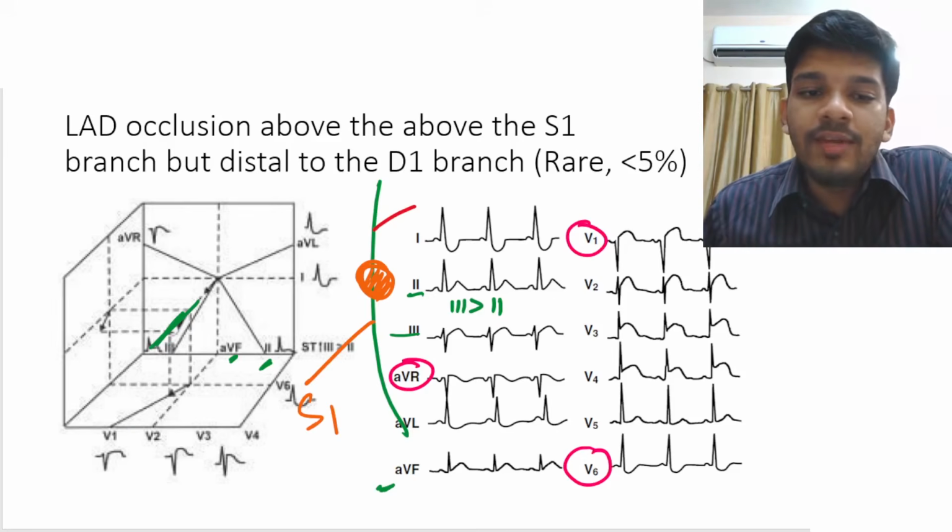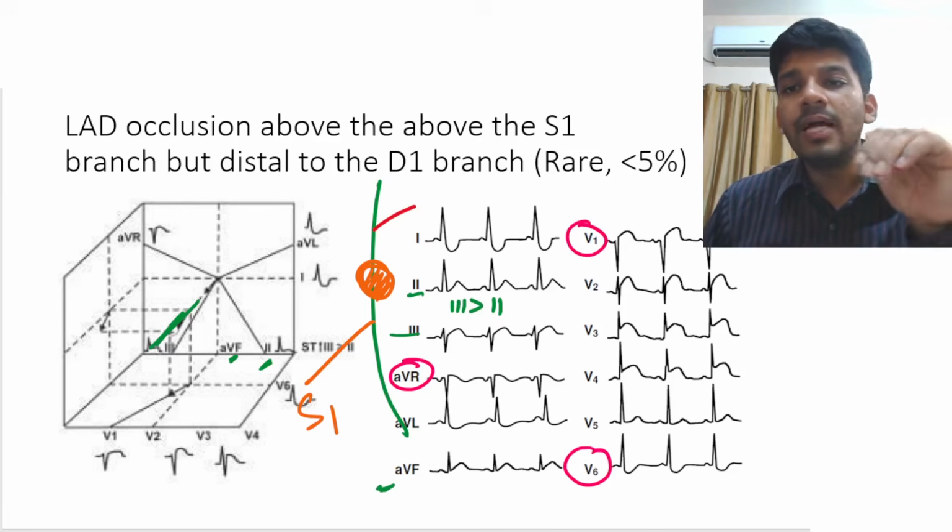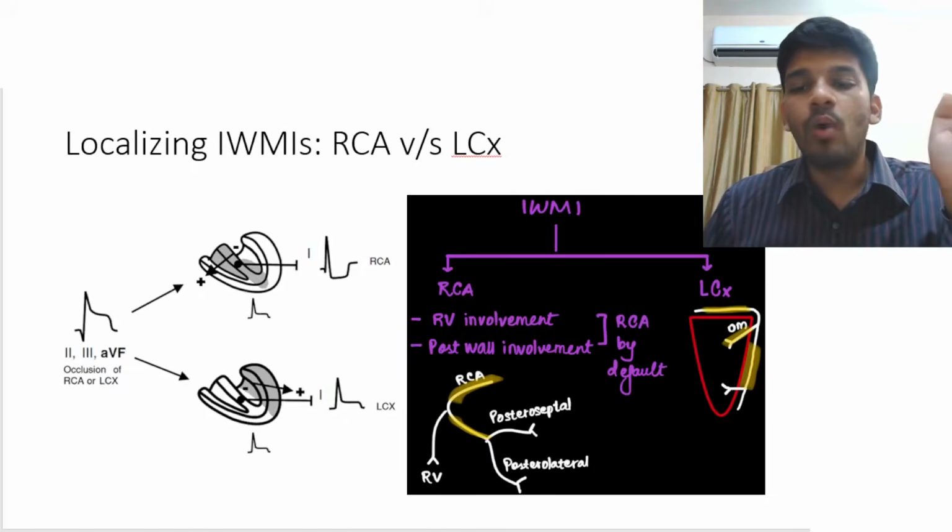With that, we come to an end of left anterior descending occlusions. That was your anteroseptal infarctions, those are the anteroseptal zones of your myocardial infarction. After that, we move on to the inferior wall MIs. That is the RCA and the LCX territories.